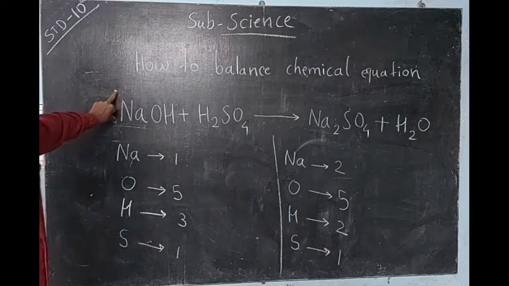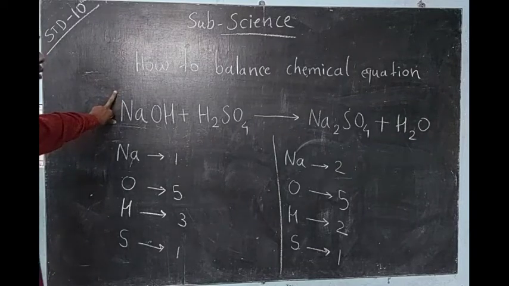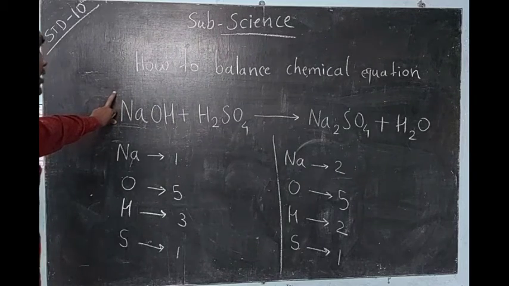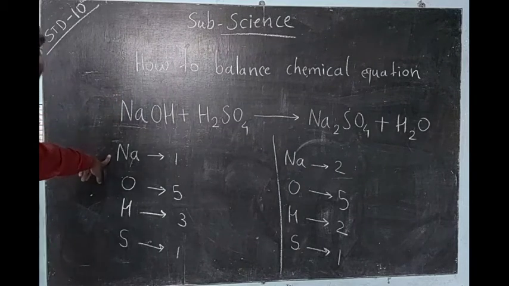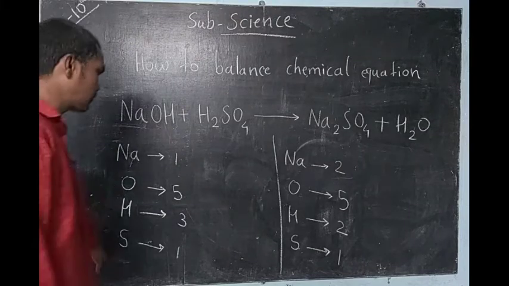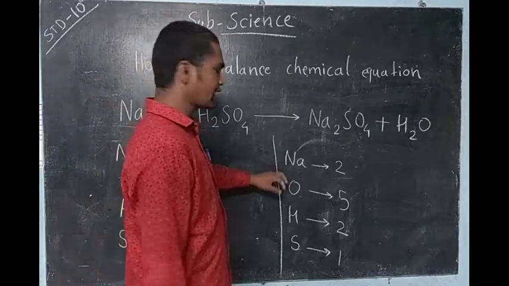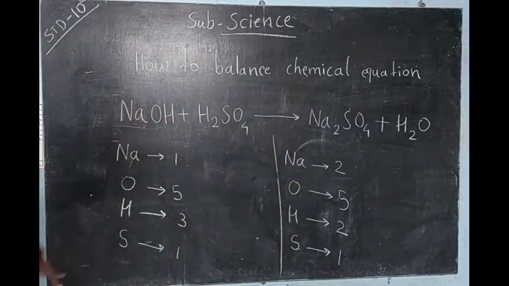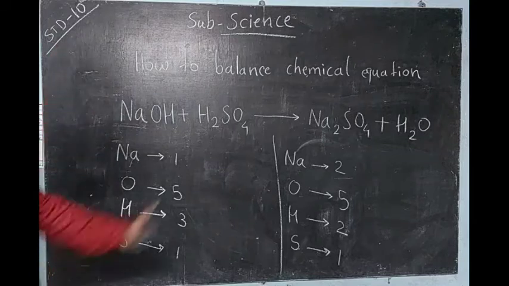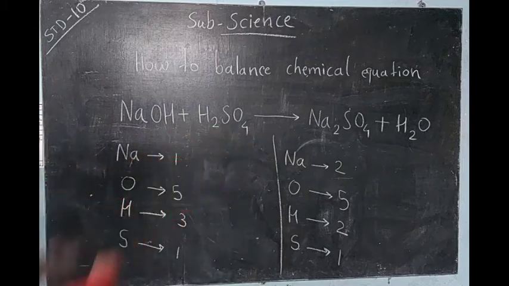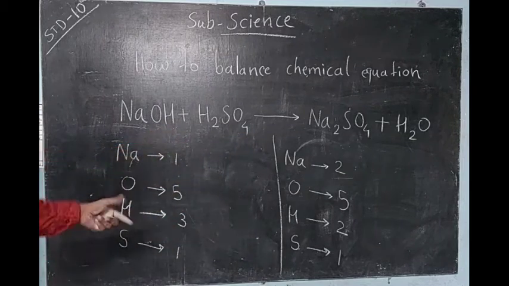So see, first we have to observe which elements are given in this reaction. Observe at the left side sodium, oxygen, hydrogen and sulfur, and on the right side also sodium, oxygen, hydrogen, sulfur. So these are the elements given here. Write down in this form, make two columns, and write down their quantities.